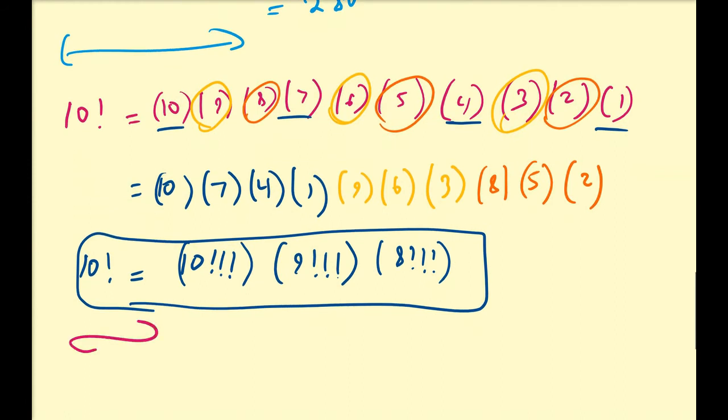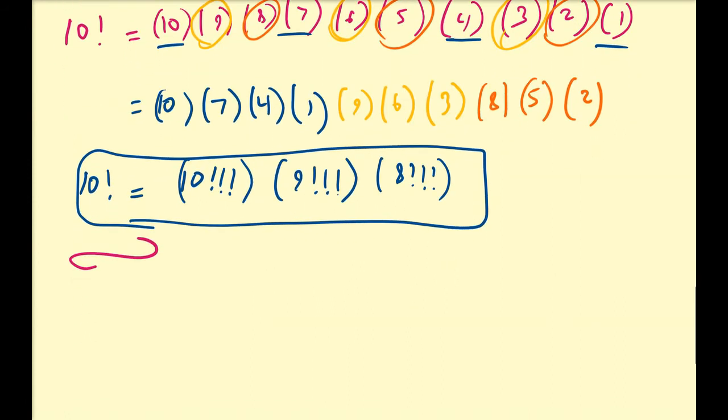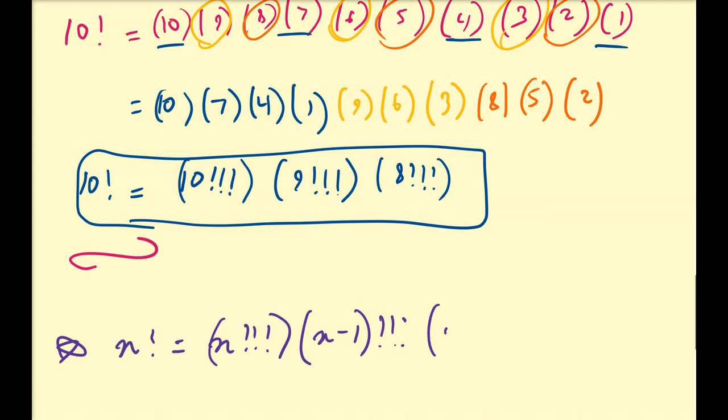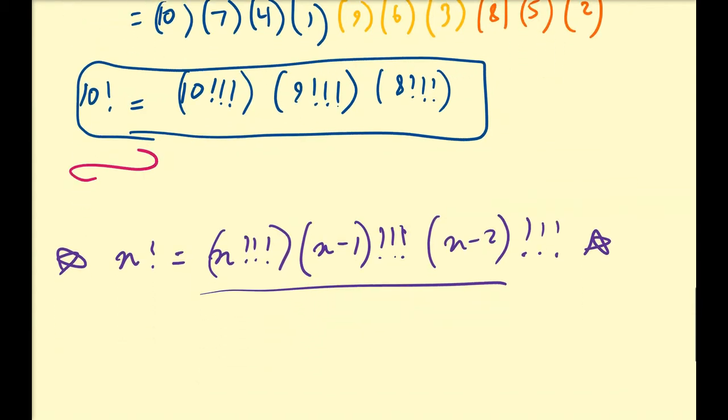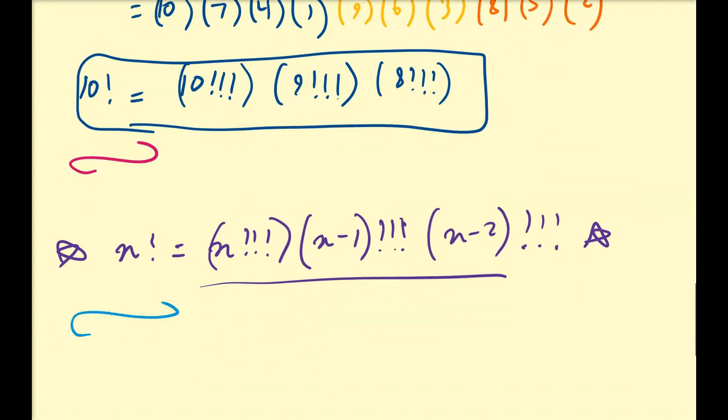So that means we can generalize the following identity. So we can say n factorial is going to be equal to n triple factorial times (n minus 1) triple factorial times (n minus 2) triple factorial. And that's the identity that relates triple and single factorials.